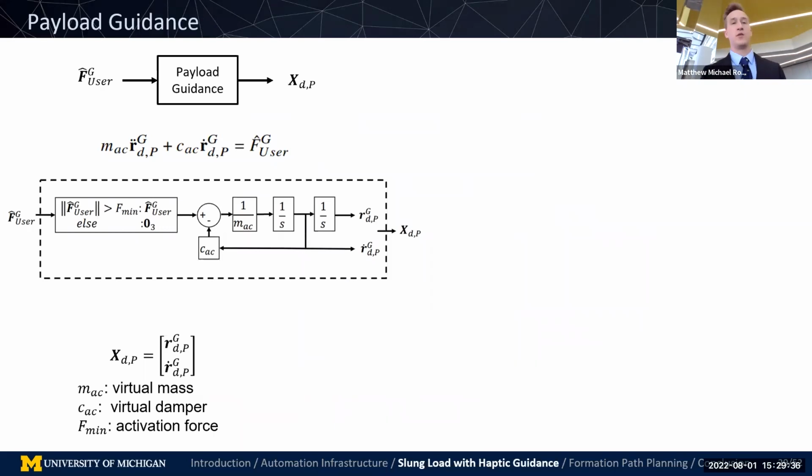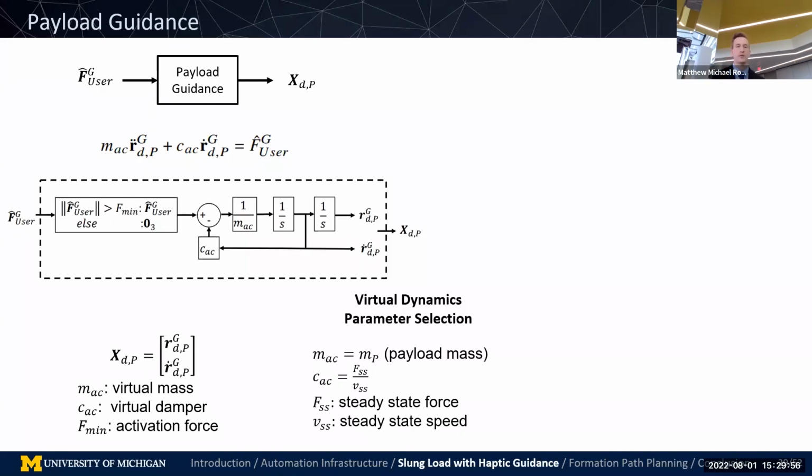For payload guidance, we use admittance control. So you can see this is our virtual dynamics. We have virtual mass MAC, virtual damping coefficient CAC, and an activation force Fmin. So when the user applies a force, it has to exceed this Fmin value before it actually enters into the admittance control system. And we can select parameters.